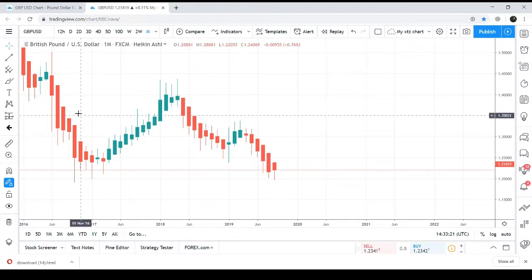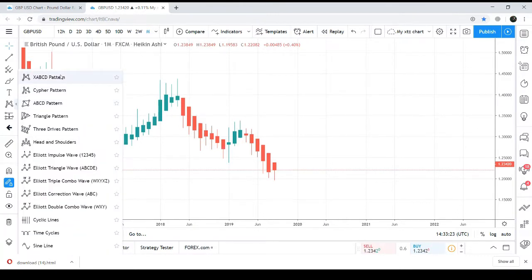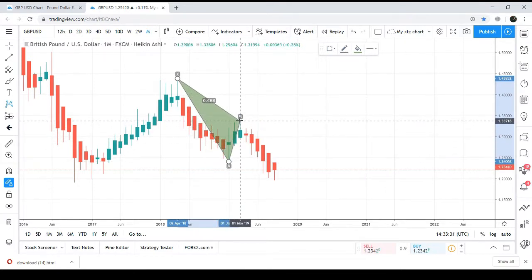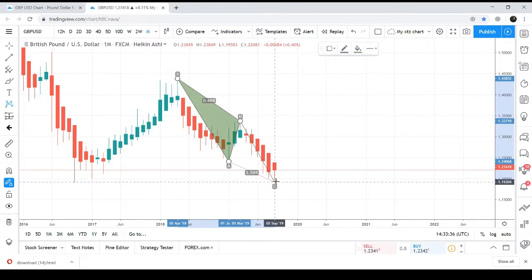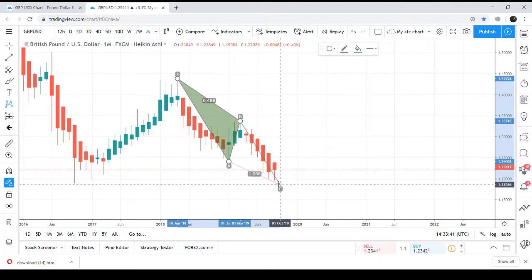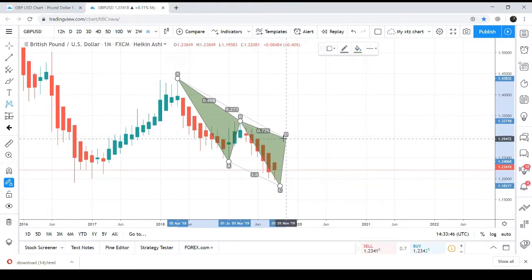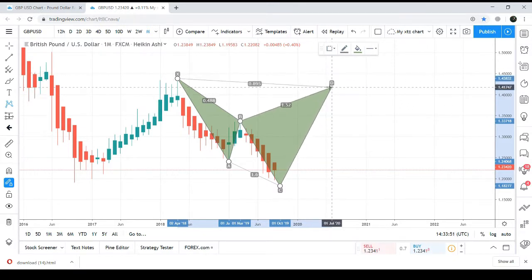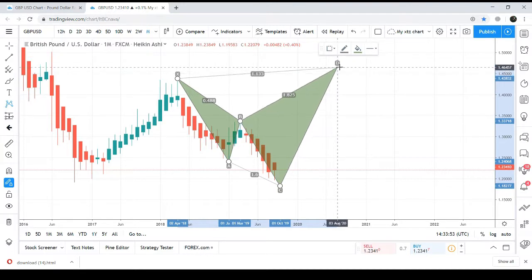And on this chart you can see the price action is forming a bearish Shark pattern. This is the initial leg. The A to B leg is retraced between 0.382 to 0.618 Fibonacci, and the B to C leg is retraced between 1.13 to 1.618 Fibonacci, and it can be retraced almost up to here. Now the price action has entered the potential reversal zone, and it can move up to here from 0.886 up to 1.13 Fibonacci, almost up to here.